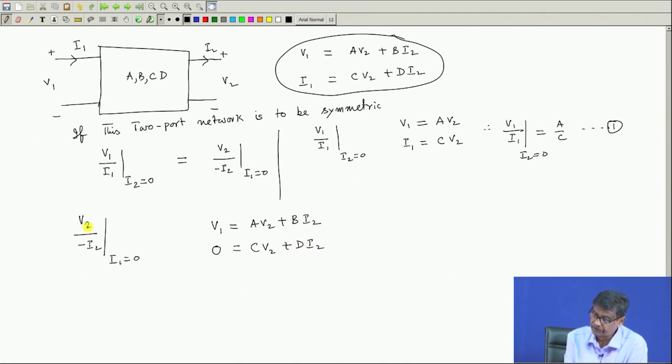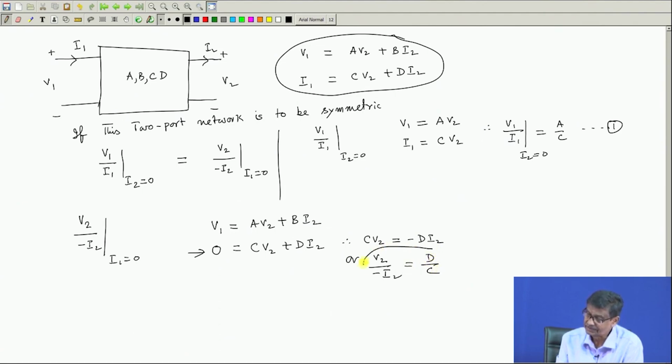But I have to calculate V2 by I2, and V2 by I2 can be calculated from this itself, is not? The first equation is not necessary. If wrong, tell me. So this is fine. Therefore, I will say that C V2 is equal to minus D I2, or V2 by minus I2 is equal to D by C. This is the thing I will get.